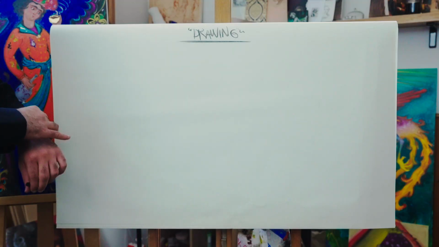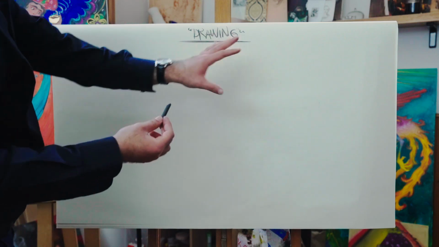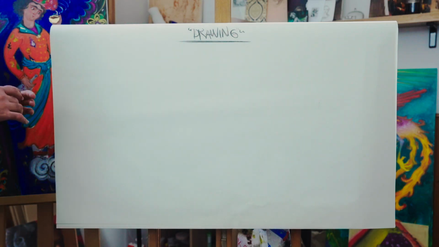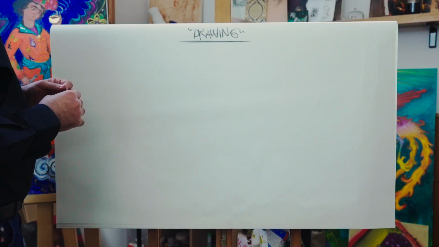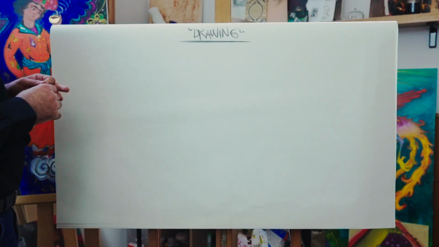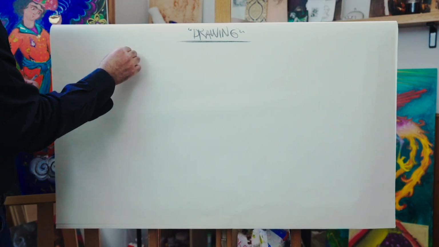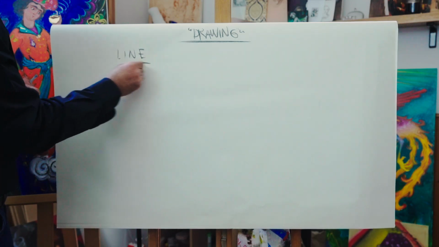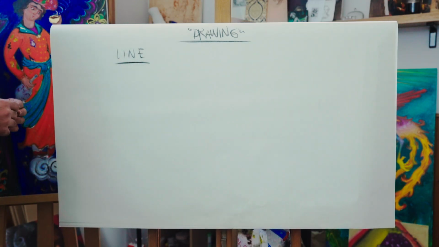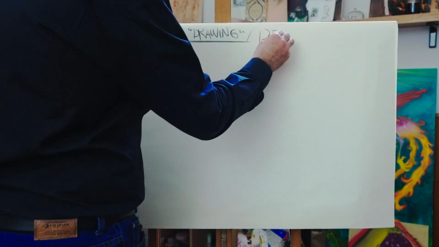All right. This time we have the charcoal and paper so that I can explain to you visually the concept that I was talking about. For example, the line itself, the quality of line, etc., the difference between drawing and design.